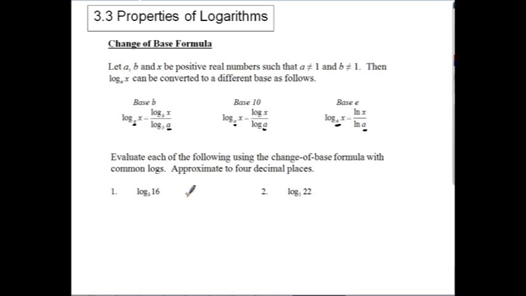So you can change it to any base you want, but since I have to approximate and do it on the calculator, I'm going to do it to either base 10 or natural log, because that's what goes on your calculator. So I'm going to do one of each here. So example number 1, I'll change it to log base 10. So it's going to be log over log, and base 10 is the number there, and the 3 goes down there in the basement of the fraction, and the 16 goes on top in the numerator.